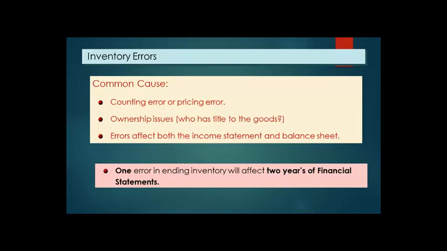Inventory errors. What causes inventory errors? A common cause is an accounting error or a pricing error. There might be ownership issue errors. Who has title to the goods? Maybe you thought you owned the goods, but they actually belong to the seller. Maybe they were consignment goods that you weren't supposed to count. The important thing to know is two things. Inventory errors will affect both the income statement and the balance sheet. And one error in ending inventory will affect the current year financial statements and the next year.